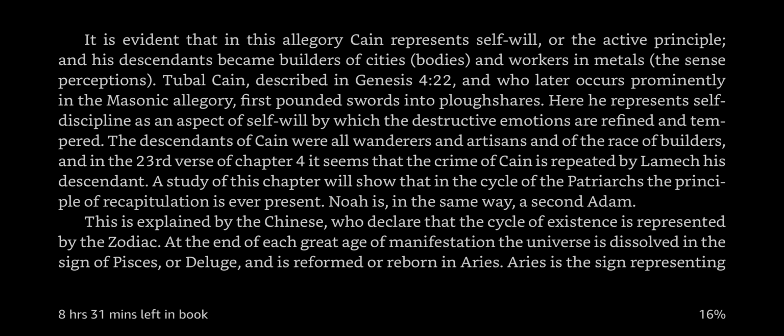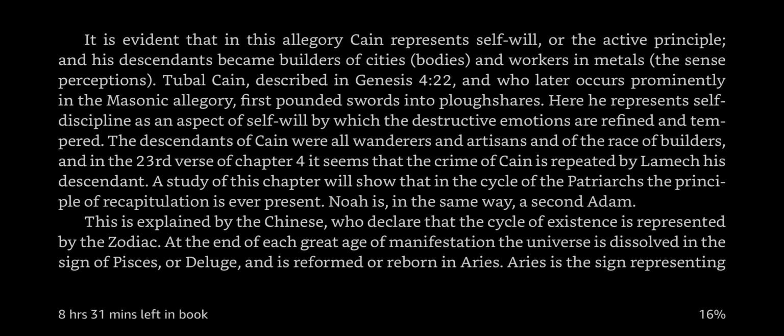The descendants of Cain were all wanderers and artisans and the race of builders, and in the 23rd verse of chapter 4, it seems that the crime of Cain is repeated by Lamech, his descendant. A study of this chapter will show that in the cycle of the patriarchs, the principle of recapitulation is ever present. Noah is, in the same way, a second Adam.